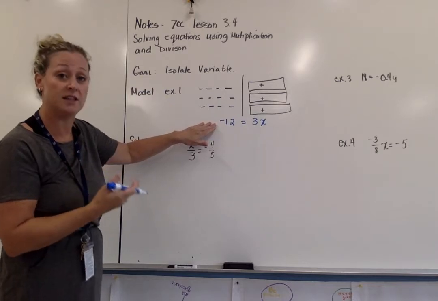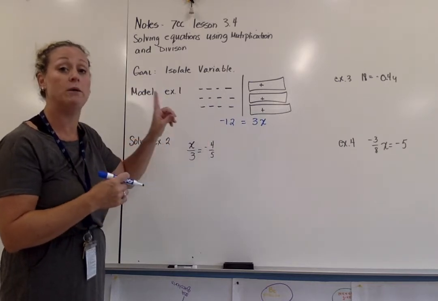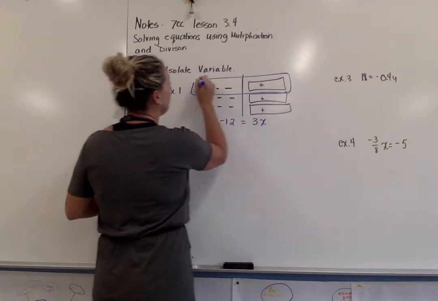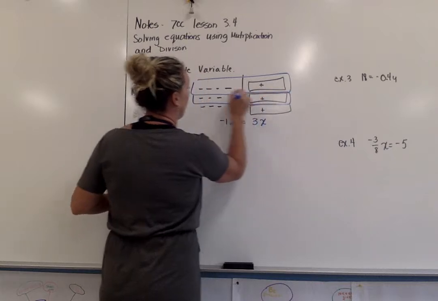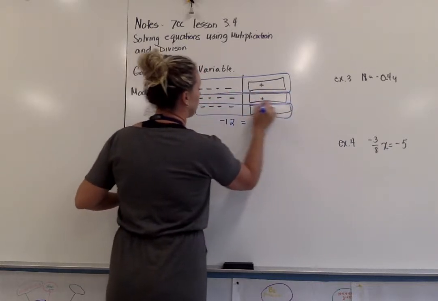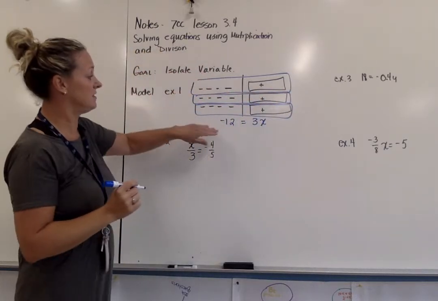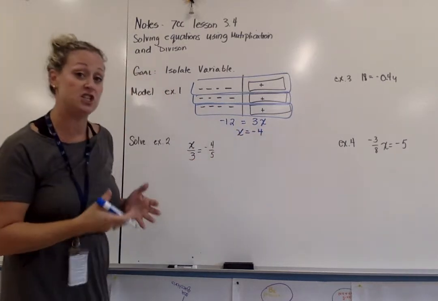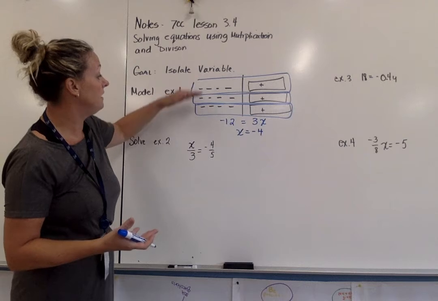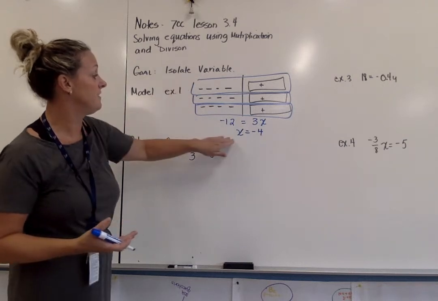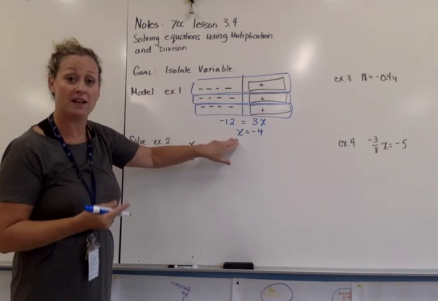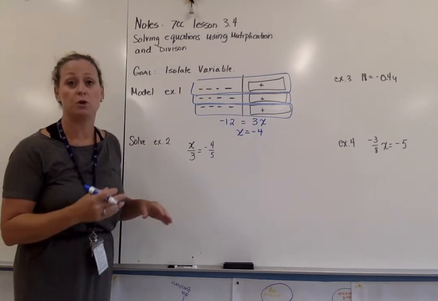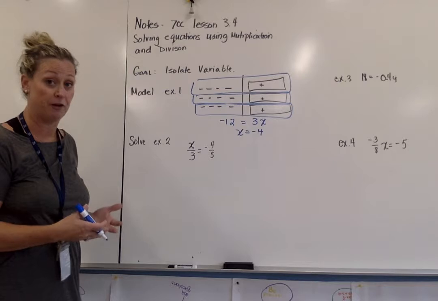Because the goal is to isolate variables, I need to figure out how much 1x represents. I can do that by grouping. I literally divide up my 12 negatives, and each of the x's is represented by negative 4. Grouping and division is the same thing. So I circle to show that the value of 1x is equal to negative 4. In the other 3 examples, we're going to be using algebra to solve for the variable.